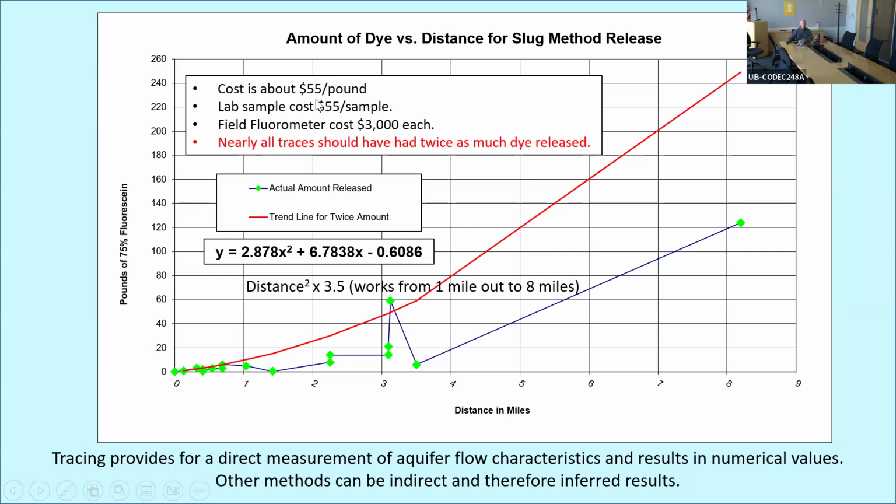The cost is about $55 a pound. Again, we released 124 pounds at the milepost 31 trace. Lab analyses are about $55 a sample. These costs may have changed recently, but it's in this realm. And field fluorimeters cost approximately $3,000. Okay. Any questions? That's dye tracing since 2008 or 9 in a nutshell on the ESPA.